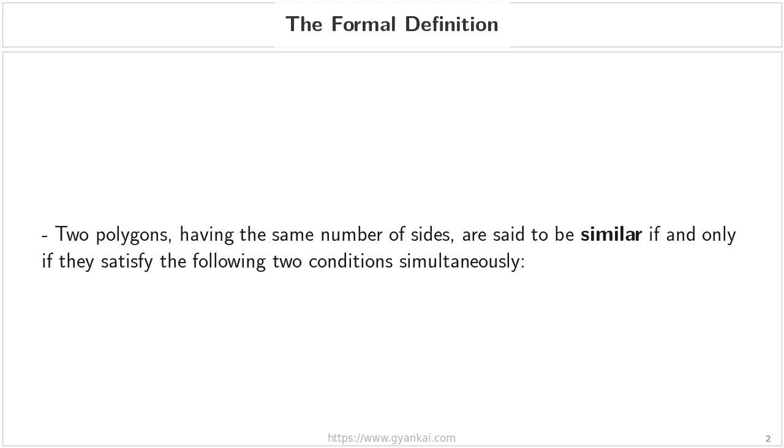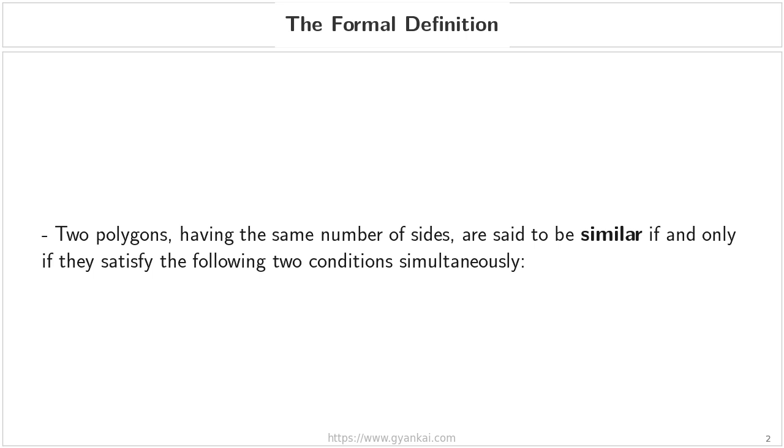The formal definition. Now that we've established that similarity is more than just a visual feeling of having the same shape, let's look at the formal definition. To begin, we must ensure we are comparing apples to apples, meaning the two polygons must have the same number of sides. If one is a triangle and the other is a quadrilateral, we can't even begin to discuss similarity.